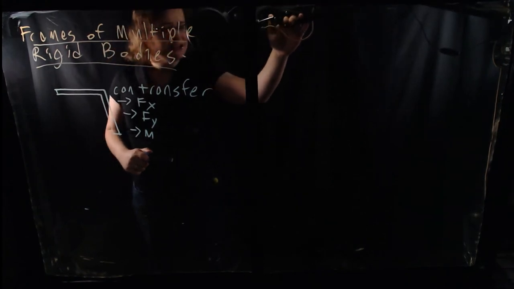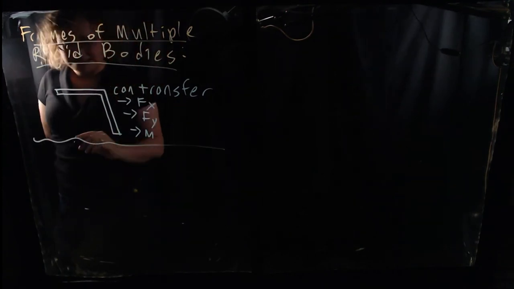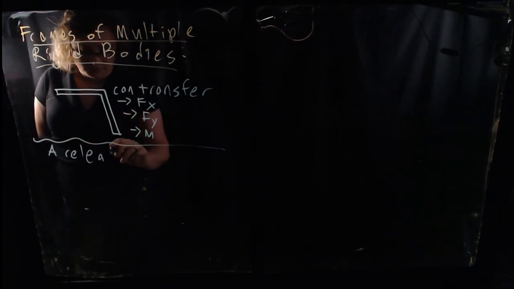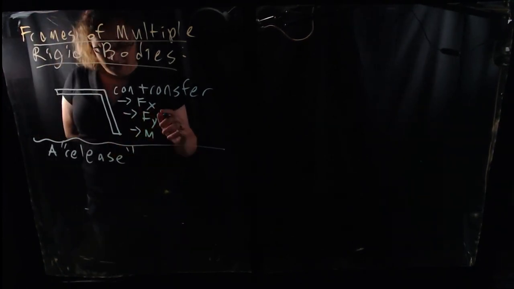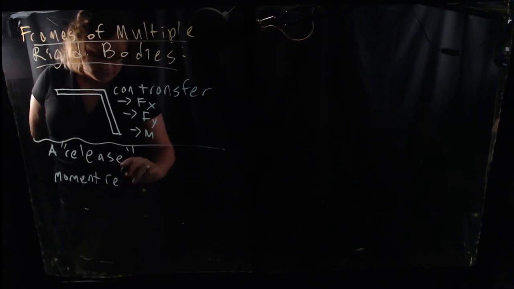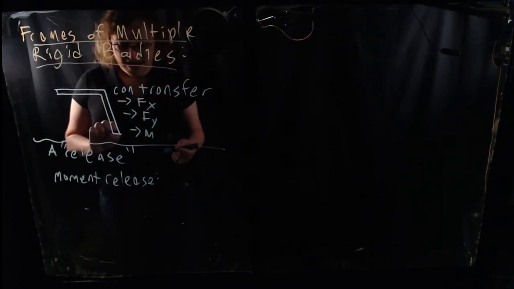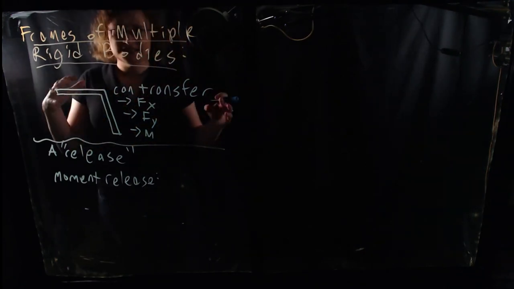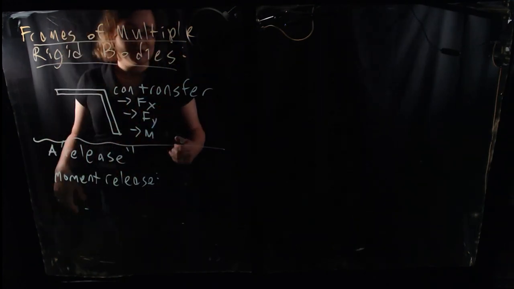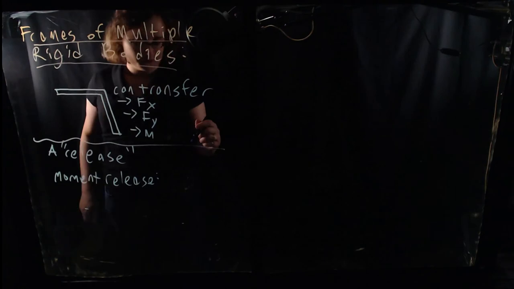But that need not be the way we actually design structures. There is the concept of a release. So for example, a moment release. Moment releases are probably the most common. And a release is a type of internal joint that, as the name implies, doesn't transfer all of the forces through the joint. Among Fx, Fy, and moment, one or more of those is not transferred, because the joint is constructed in such a way as not to allow the full transfer of all three of those forces through the joint.